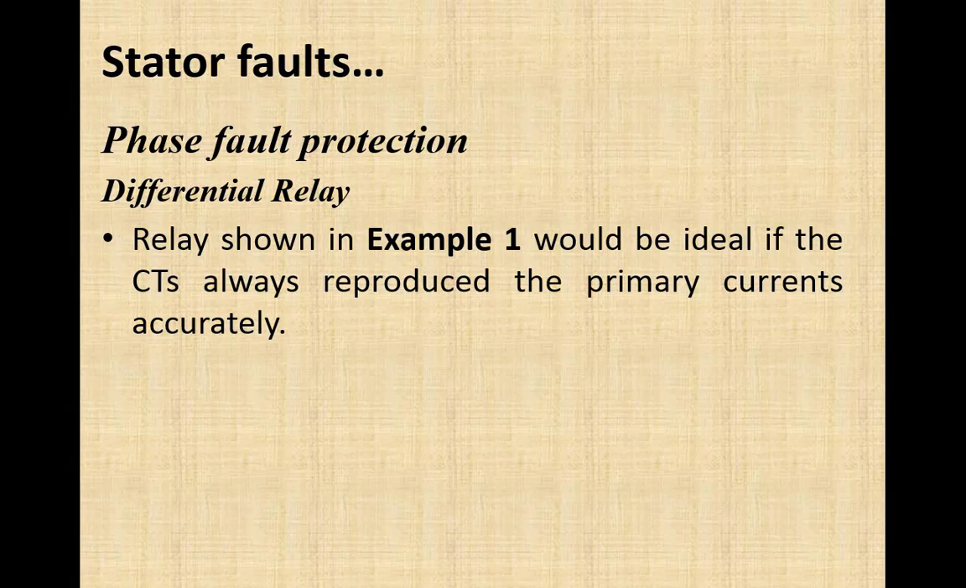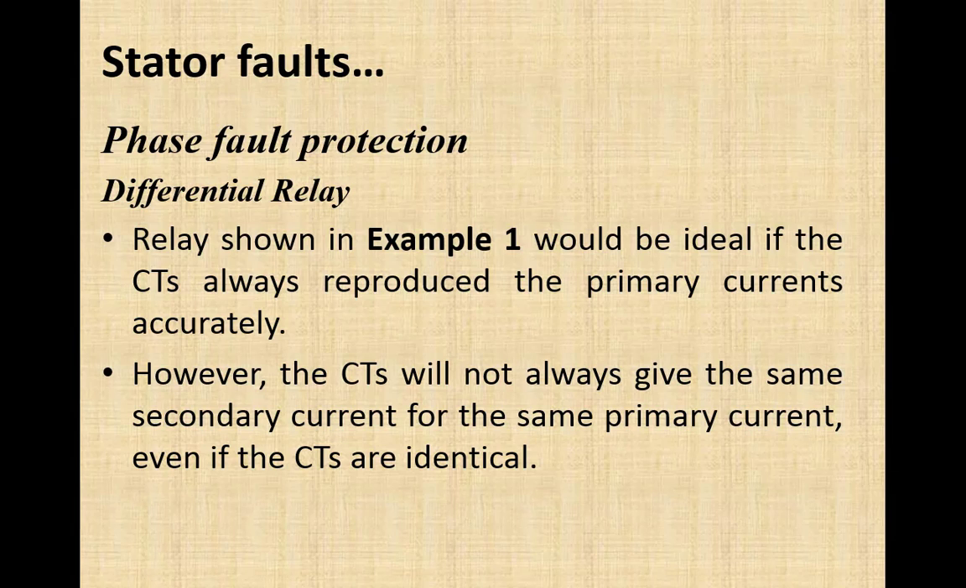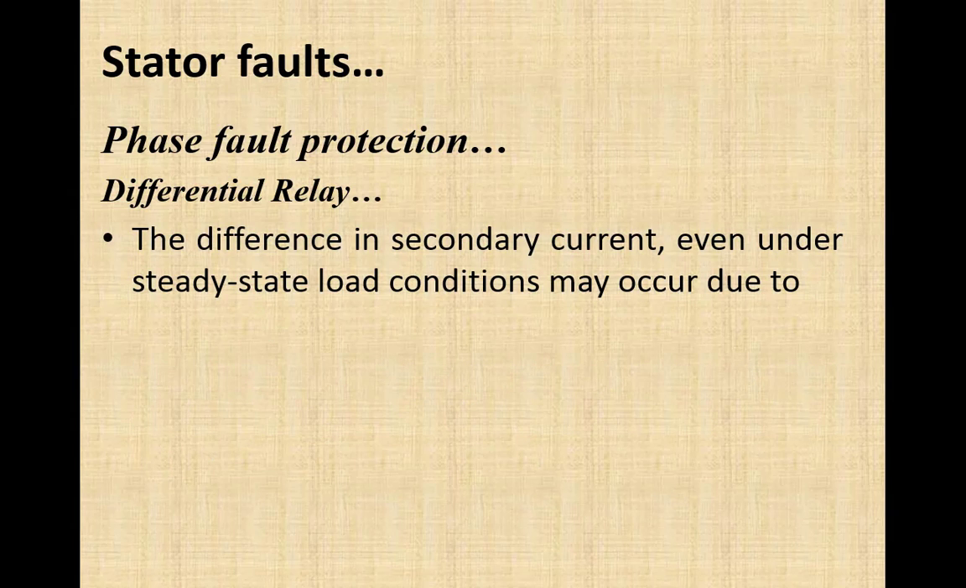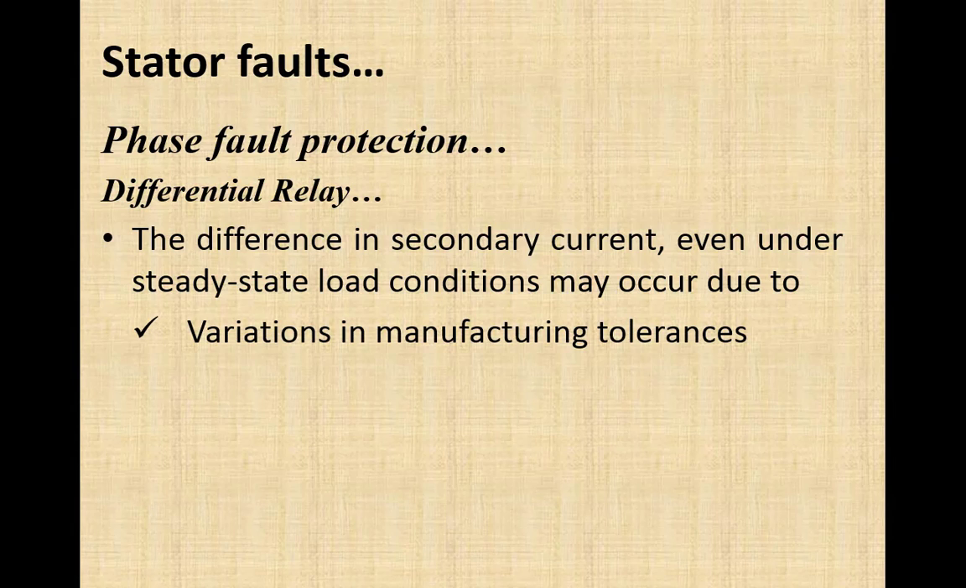The relay shown in example 1 would be ideal if the CTs always reproduced the primary current accurately. If things happen according to the discussion that we have just done, then that would be an ideal condition. But nothing is ideal in this world. The CTs will not always give the same secondary current for the same primary current, even if the CTs are identical. Why is this the case? Here are a few reasons. The difference in secondary current, even under steady state load condition, may occur due to variations in manufacturing tolerance.